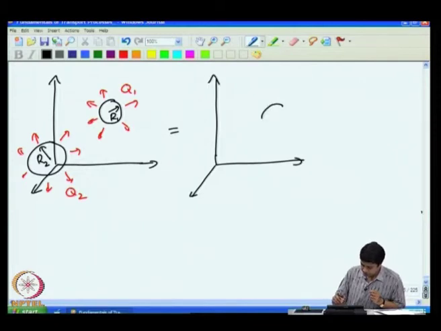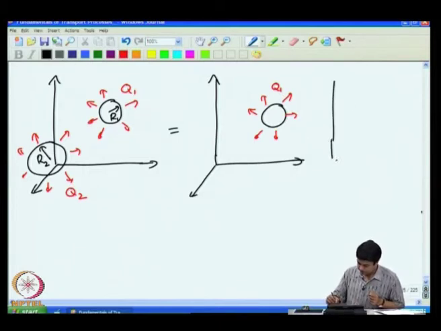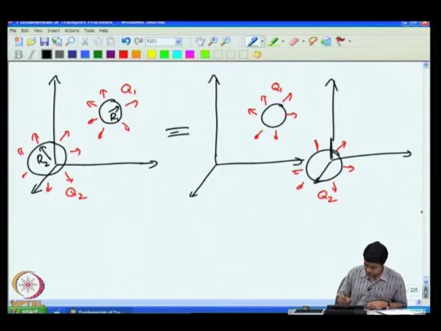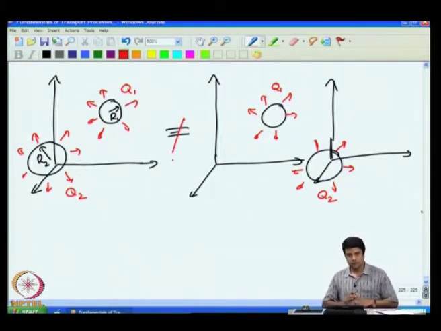I cannot separate it out into two parts, one consisting of q1 and the other consisting of heat coming out as q2. This is not possible.